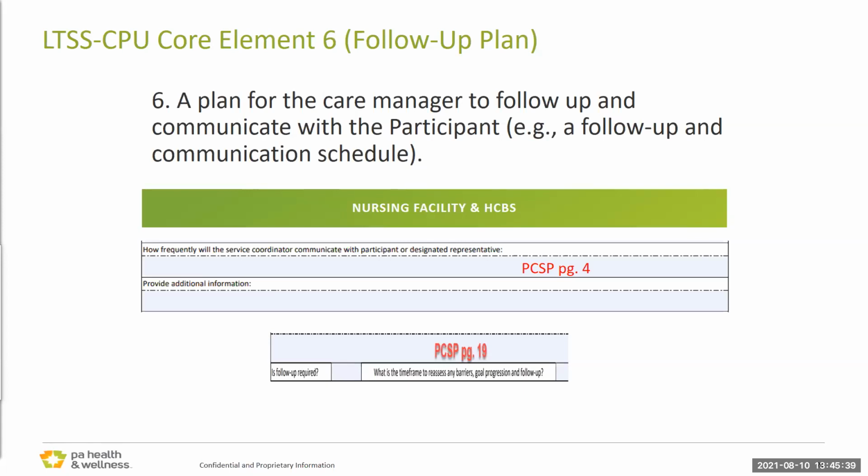So if you look on the PCSP on page 4, one of the questions is how frequently will the service coordinator communicate with the participant or the designated representative? Depending on what the need is, you'll list it there, whether it's monthly. For HCBS, it'll be at least monthly, but it could be more often as needed. And then it'll ask you on page 19, is follow-up required and what the time frame to reassess any barriers for goal progression and follow-up are.